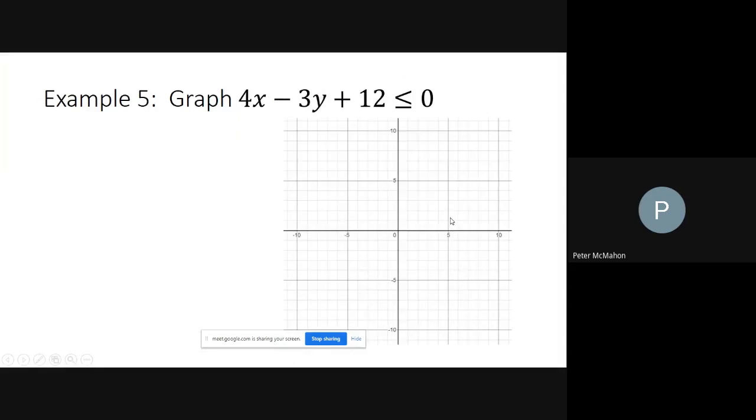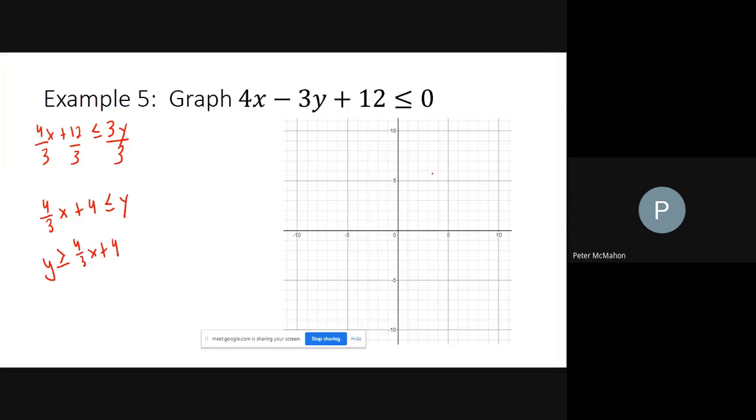Okay, last one, we have graph 4x minus 3y plus 12 is less than or equal to 0. First thing I'm going to do is solve this inequality for y. So I'm going to add 3y over here. So we get 4x plus 12 is less than or equal to 3y. Next thing, I'm just going to divide everything by 3. And 4/3 x plus 4 is less than or equal to y. I'm just going to flip this around and make it y is greater than or equal to 4/3 x plus 4.